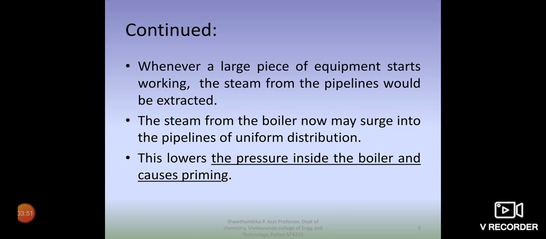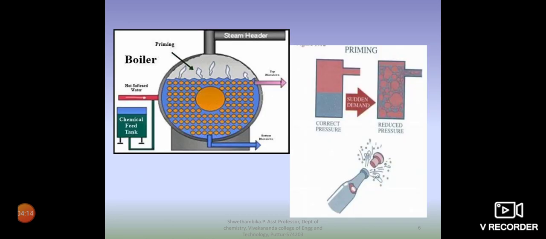Whenever a large piece of equipment starts working, the steam from the pipelines would be extracted. Now what must happen? The steam from the boiler should surge, or rush into the pipelines, so as to have a uniform distribution. This automatically would lower the pressure inside the boiler, and that is going to cause the priming process.